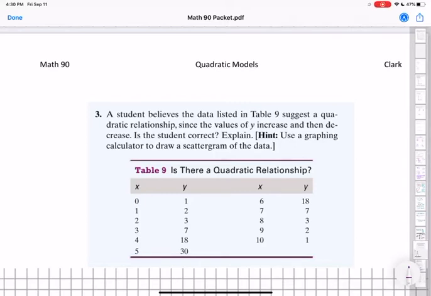Yay, we made it. This is our last video. This is section 6.2, same handout. Make estimates and predictions based on a quadratic model.